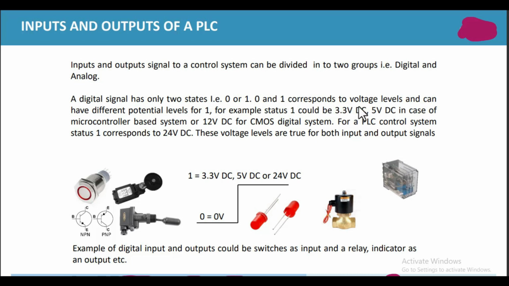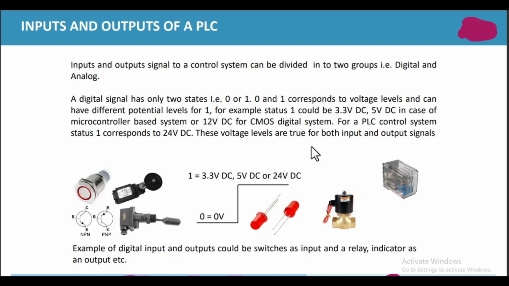0 and 1 correspond to voltage levels and can have different potential levels for 1. For example, status 1 could be 3.3 volt DC or 5 volt DC in the case of microcontroller based systems, or 12 volt DC for CMOS digital systems. For a PLC control system, status 1 corresponds to 24 volt DC.